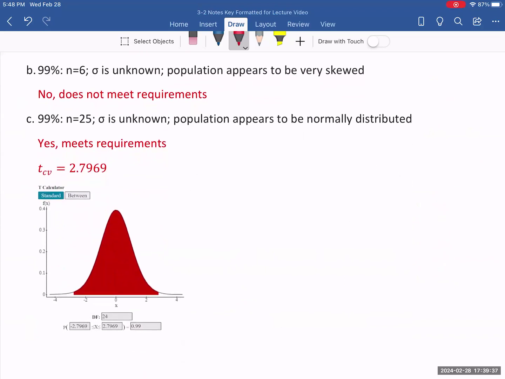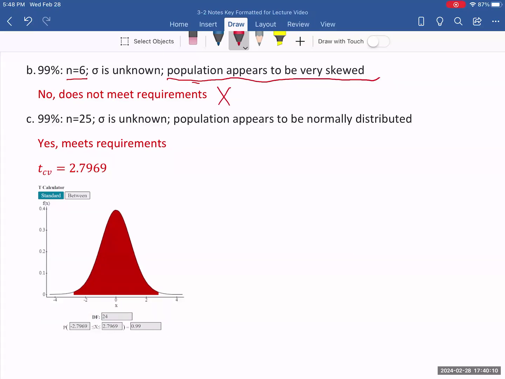So B actually says a 99% confidence interval, n equals 6. Wait, right there, n either has to be 30 or we have to have a population that's normally distributed. So n is small. Well, what else do we got? We have that the population appears to be very skewed. I don't think we can do it. So that does not meet the requirements. Okay, can't do it. All right, so let's skip to the next one here.